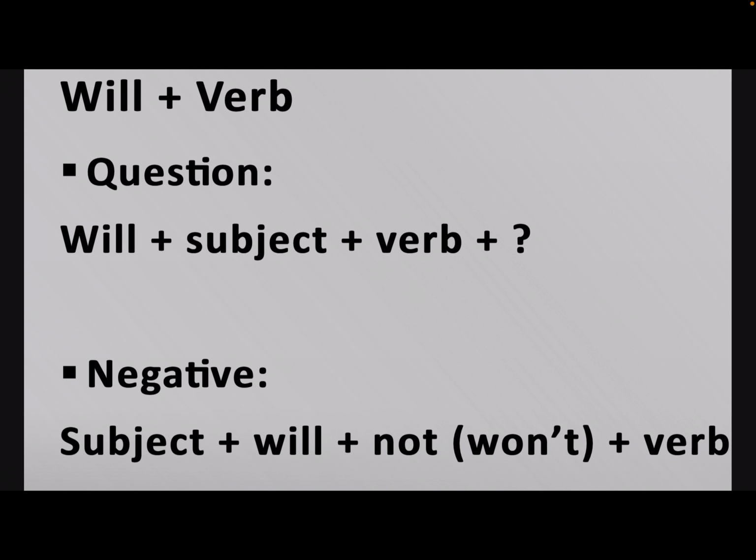So again, will plus the verb. In question form, we have will plus subject plus verb, and then the continuation of the sentence and our question mark. In the negative sentences, we have will plus not. Subject, will not, plus the verb.